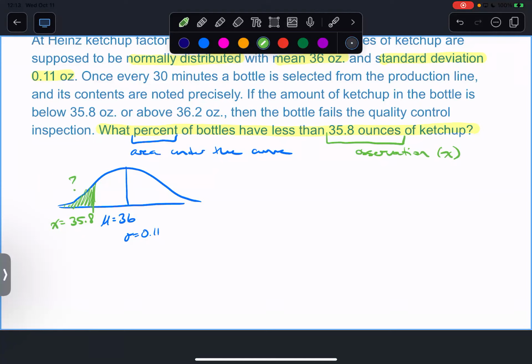We don't have a table with a mean of 36 and a standard deviation of 0.11. How many tables would you have? You'd have an infinite amount. So many combinations, it's crazy. So we don't do that. That is logical. So first step, you have to standardize it, right? Because we do have a Z table, so I need a Z. Okay? So step one, draw the graph.